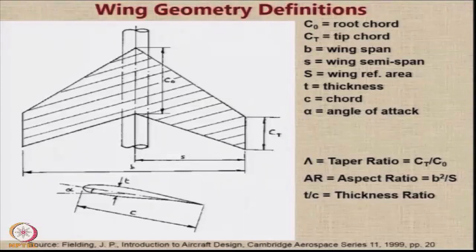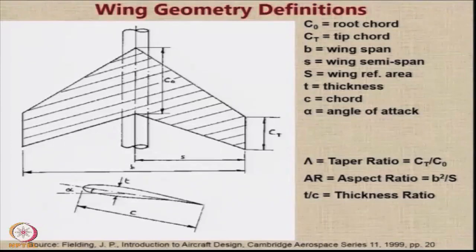You then have thickness T, which, as you can see in this figure, is the maximum distance between the upper and the lower surface of the aerofoil. You have the chord C, which is the distance between the leading edge and trailing edge of the aerofoil or the wing. And angle of attack is the angle that is made by the ambient wind vector with a reference line on the aircraft.